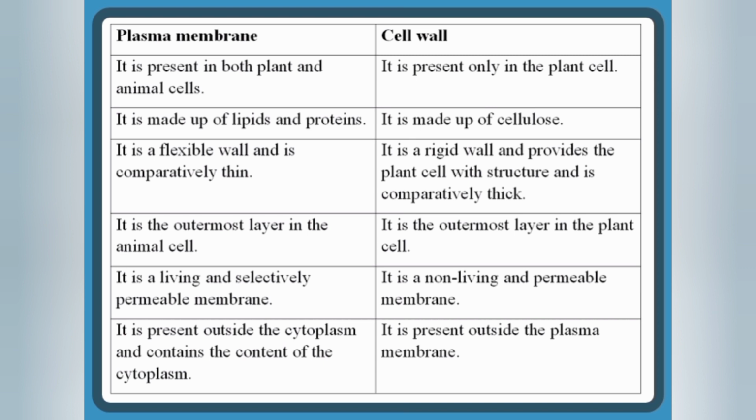The cell membrane or plasma membrane is the outermost layer in the animal cell. Cell wall is the outermost layer in the plant cell. The plasma membrane is living and selectively permeable. Cell wall is non-living and freely permeable. The plasma membrane is present outside the cytoplasm and contains the content of the cytoplasm. The cell wall is present outside the plasma membrane.